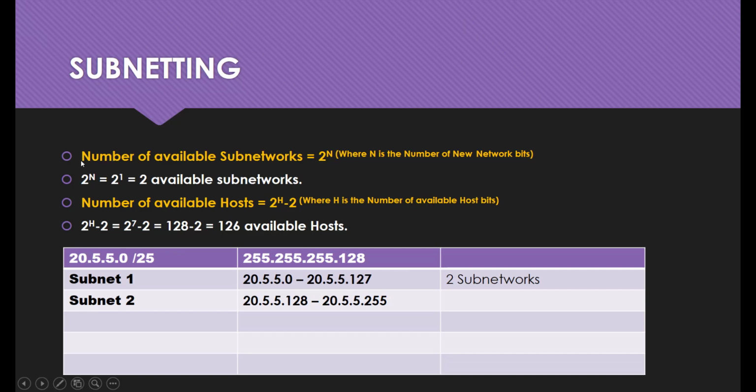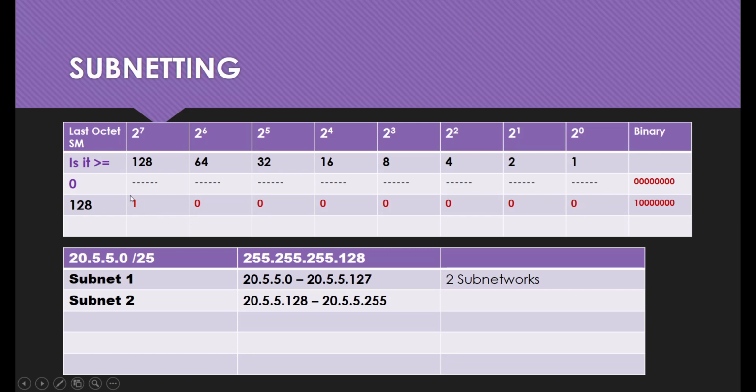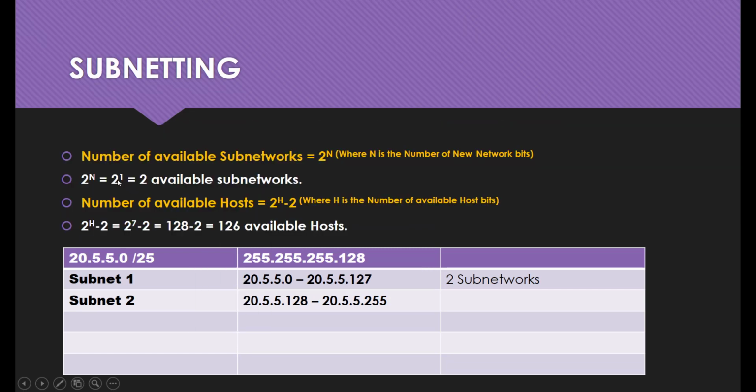So using the formula, we said number of available networks is 2 raised to the power n. So 2 raised to the power of n, which is 2 raised to the power of 1. So we have 1 network bit that was borrowed, and if you come here, you can see the 1 here. So that made it 2 available subnetworks, and that is what we have here.